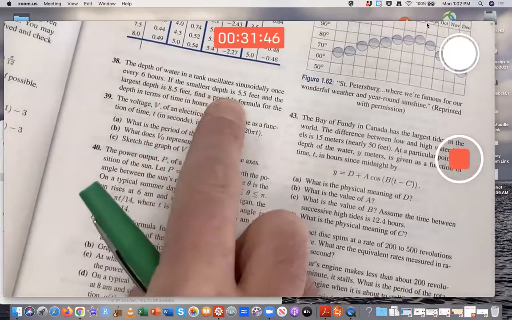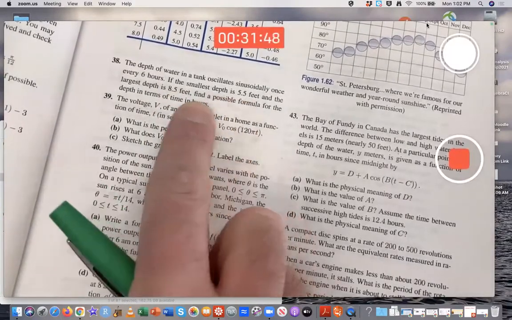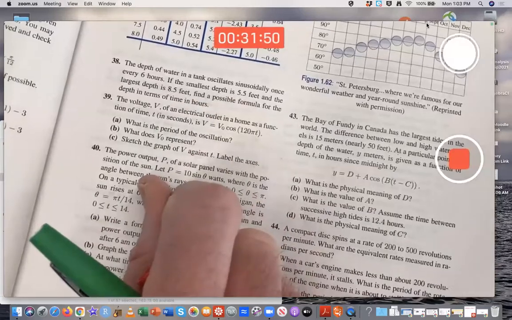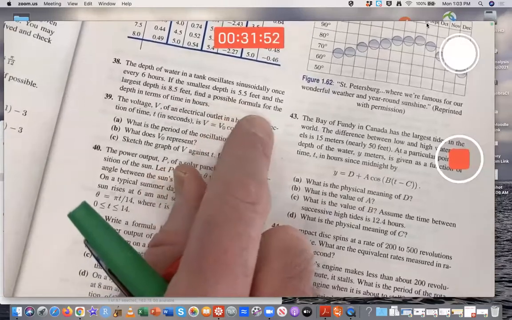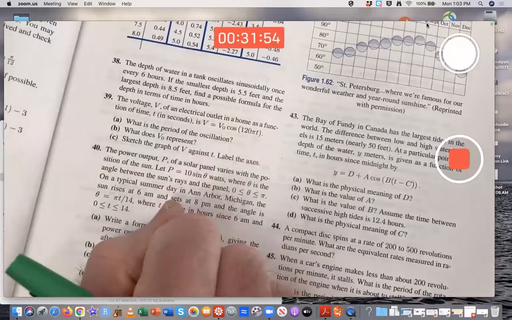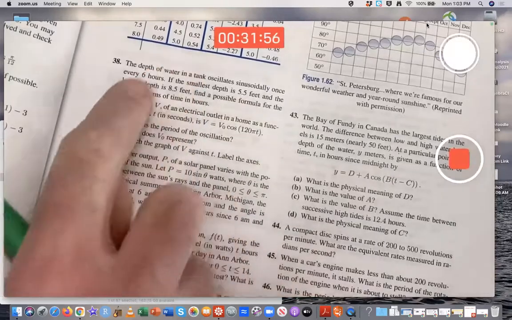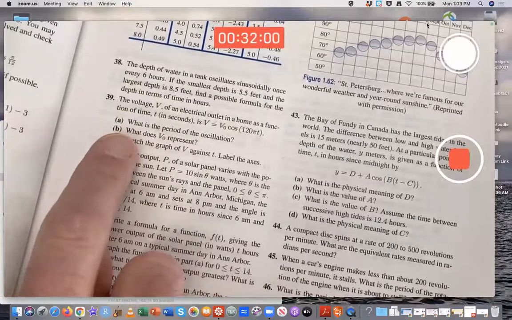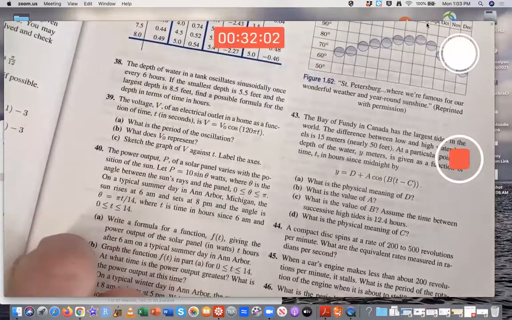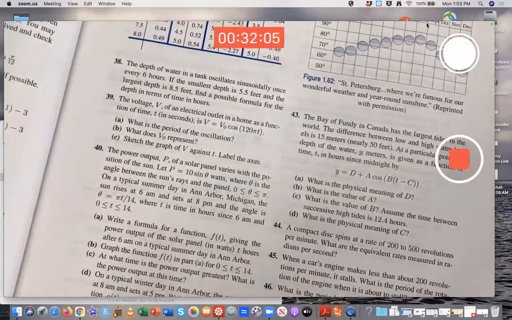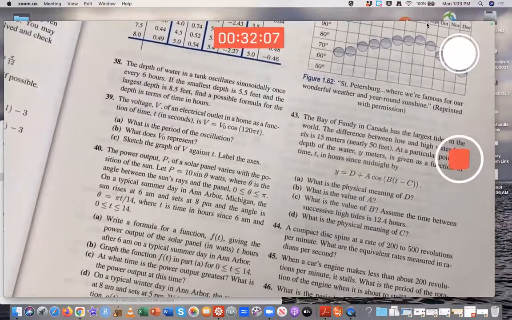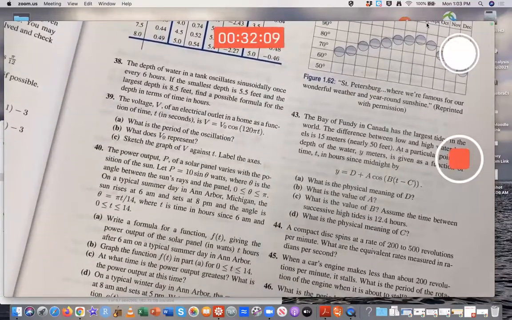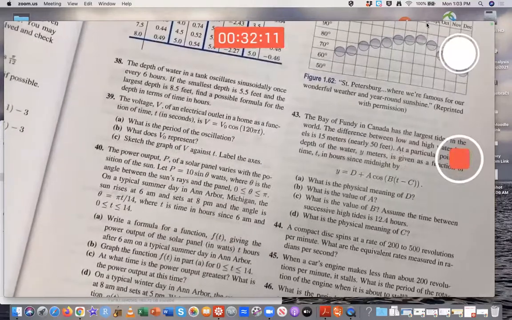Its smallest depth is 5.5 feet, and the largest depth is 8.5 feet. Find a possible formula for the depth in terms of time in hours. And again, it varies once every 6 hours. What does that mean? What do you think it means to vary once every 6 hours? Go ahead. That's the period of the wave, equivalent to the wavelength.